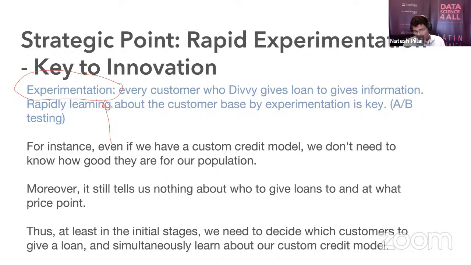In this context, an experiment means thinking about a smaller group of customers, and understanding who to give loans to and whom to not give loans to. For which group of customers does our model predict really well, and for which group is our model relatively not that good? And how often to give them loans, et cetera.